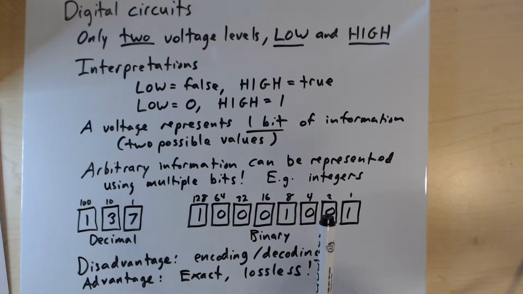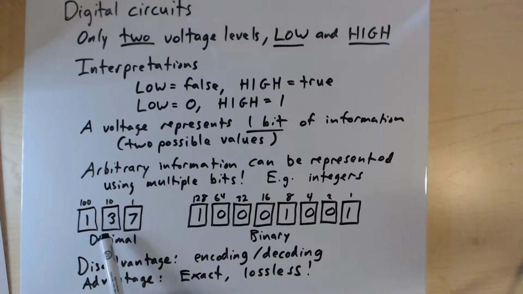So one digital voltage alone by itself might not be very useful, but by combining multiple digital voltages, we can represent arbitrary information. As an example, let's think about how to represent numbers, and specifically integers. If we use our familiar decimal representation, then the different digits of the representation represent the powers of 10, in this case 1, 10, and 100. So if we wanted to represent the number 137, well, we would use 1 hundred, 3 tens, and 7 ones.